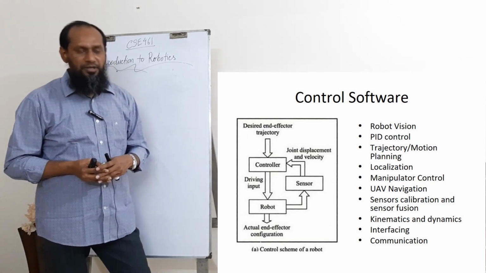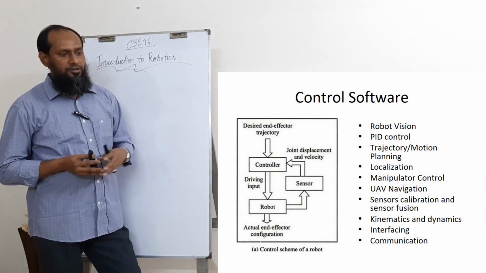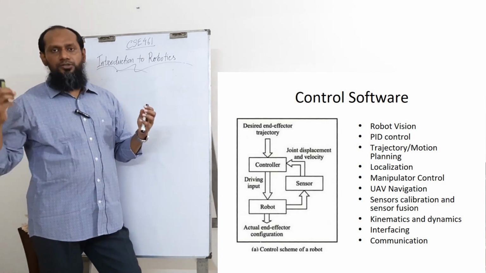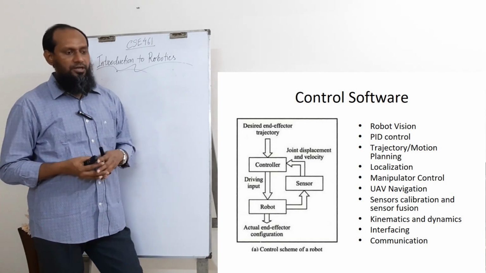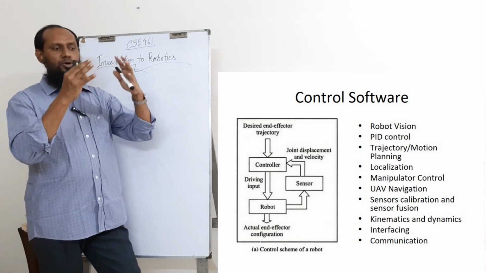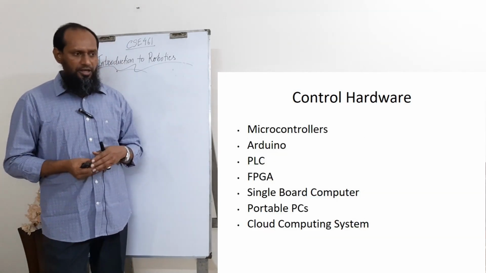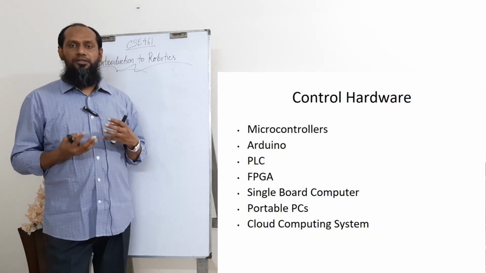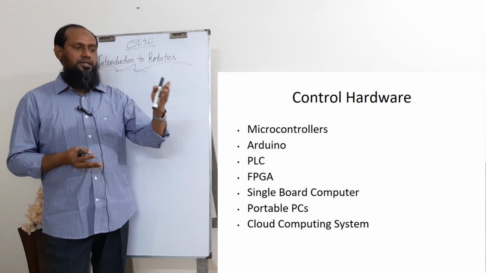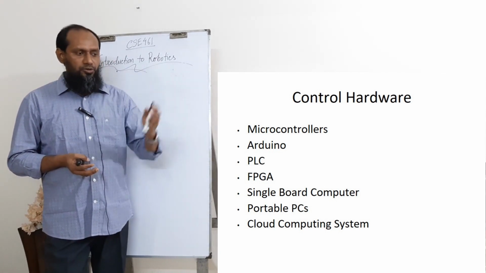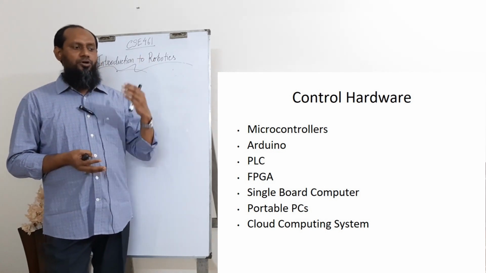Then kinematics and dynamics, like for moving our hand, we need to make some kinematics and dynamics algorithms. Then interfacing, like to interface one sensor with another device, or one device to another device, we need interfacing, and of course communication. These are the types of control software we mainly use in our robotics. Now these are the types of control hardware. There are different types of processing elements in the current world: microcontroller, Arduino, PLC, FPGA, single board computer, portable PC, and cloud computing system.